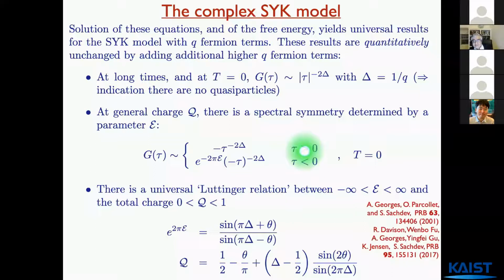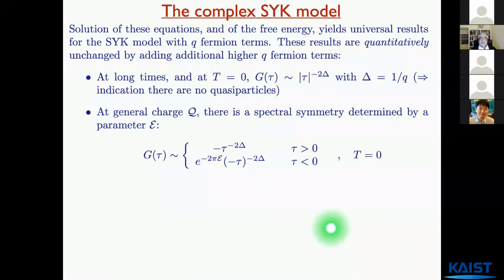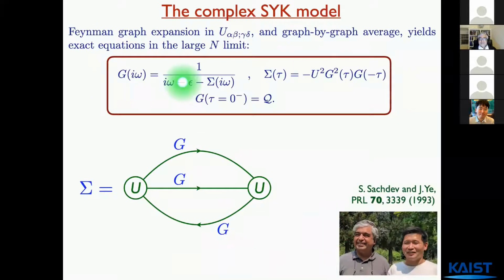What I should have said is tau not just greater than 0, tau much greater than 1 over u. And this is mod tau much greater than 1 over u. I didn't say that. But I think this is correct. Yeah, thanks. Okay. All right, so another remarkable thing, which is actually a property of just these equations.